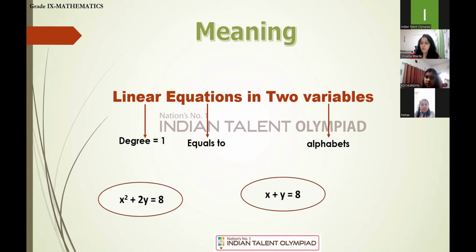What is a linear equation in one variable, what is the standard form of a linear equation in one variable, and what is the solution of a linear equation? Two variables, sorry, not one variable. Any doubt till now about the chapter or any meaning? We are dealing with two variables, that's why linear equations in two variables. Till now, any confusion? If you want to ask me anything, you can ask me.